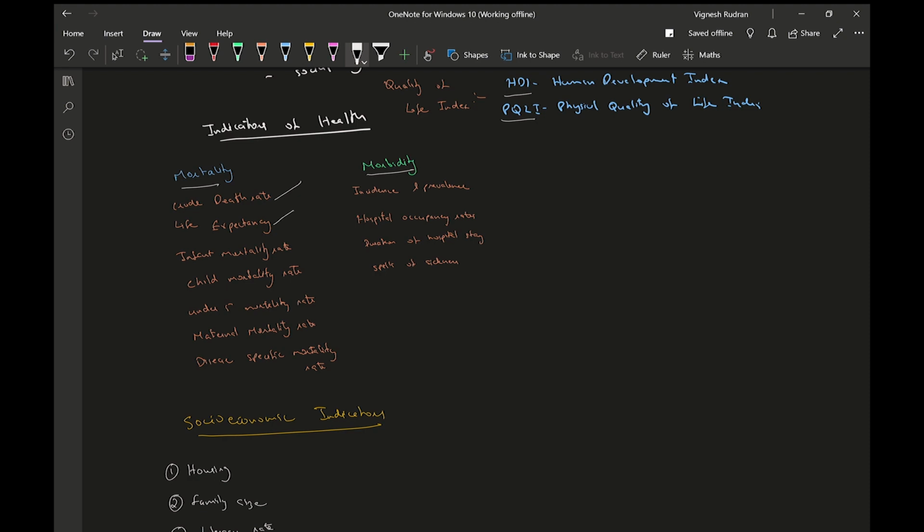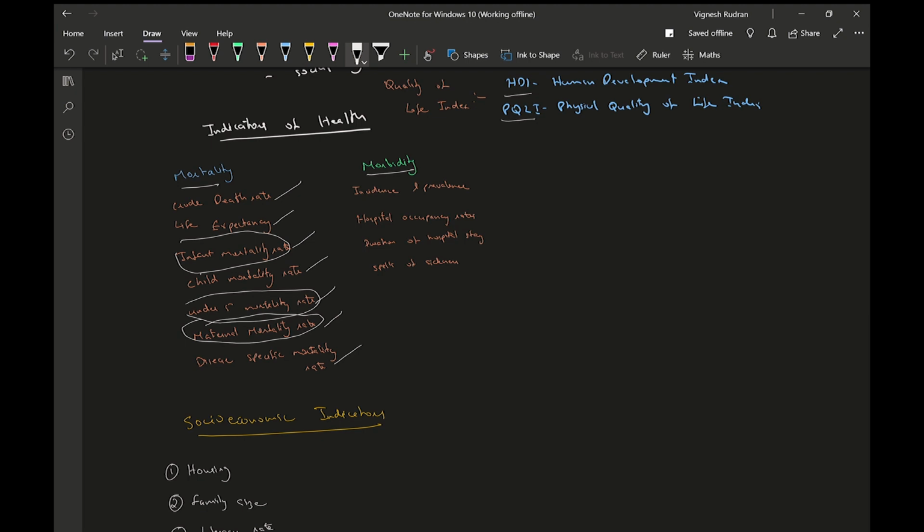The life expectancy, that is the average lifespan of a person in a specific area. Then infant mortality rate, child mortality rate. Child is basically anyone over 1 and less than 12 years. So 12 to 16 will be your adolescent, and above 17, 18 would all come under your adults. And then under 5 mortality rate, your maternal mortality rate and your disease specific mortality rate. Of all of these, your infant mortality rate, your under 5 mortality rate and your maternal mortality rate are very, very important, and you might have some problems which you need to solve based on the formula.